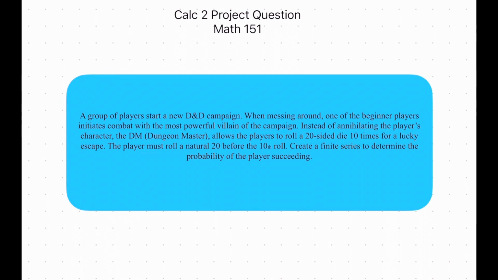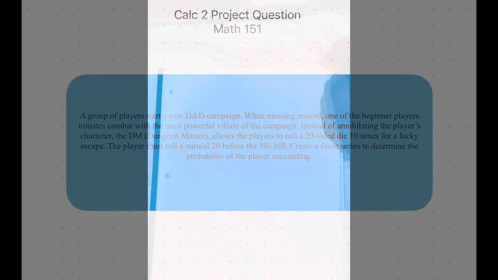Instead of annihilating the player's character, the DM, or Dungeon Master, allows the players to roll a 20-sided die 10 times for a lucky escape. The player must roll a natural 20 before the 10th roll. Create a finite series to determine the probability of the player succeeding.